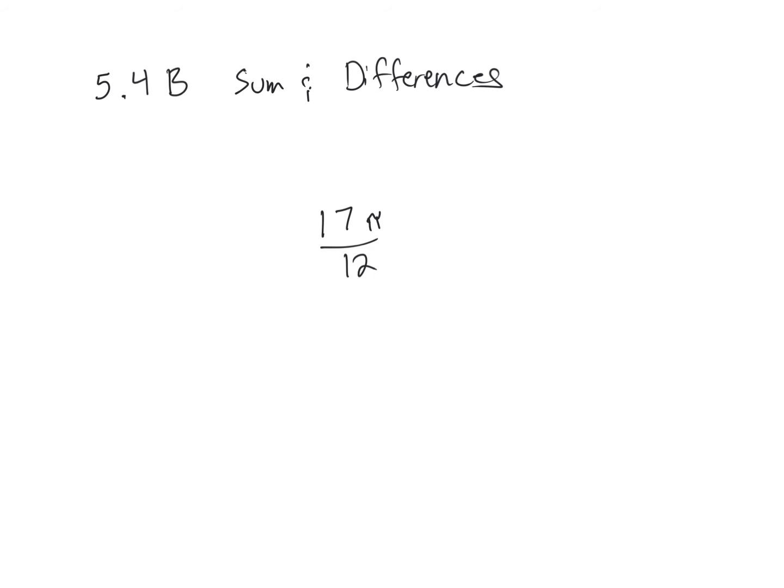5.4b, we are continuing our sum and differences in trig identity. Let's say they don't give us what the makeup of the angle is, and we have to try to figure it out. Let's say we have 17 pi over 12, and we have to figure out how to make 17 pi over 12.